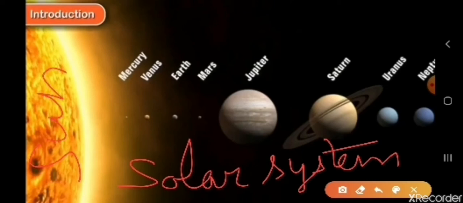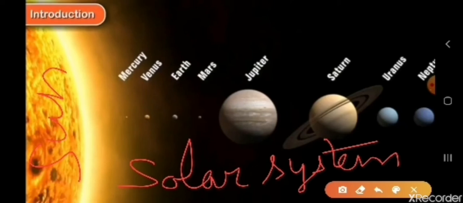At the center of the solar system, we have the sun. Children, as we know, the sun is stationary. It does not move, whereas all the 8 planets move around the sun in an orbit. So, children, the path on which all the planets revolve around the sun is called an orbit. For every planet there is a definite path. This path is called an orbit.